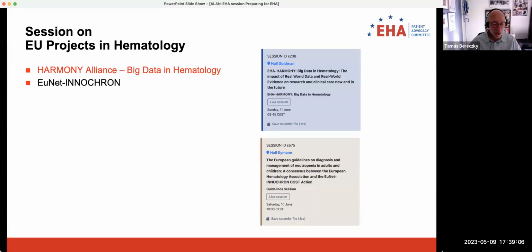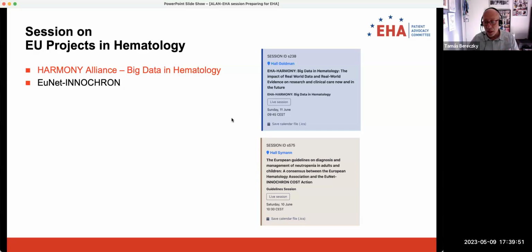I could find in the program 2 sessions about distinct EU projects that are active in hematology. One is the Harmony Alliance, and I printed this in red because of my personal involvement in Harmony as well. Some of you may know me as the coordinator of the patient cluster in Harmony, together with Eglis Gonzalez. And the other one is the EUNet Inacron. They also had a presentation last year, which was quite interesting, and they will follow up on that this year again.